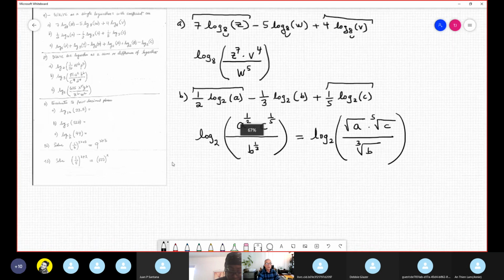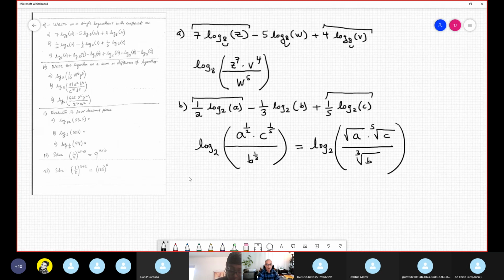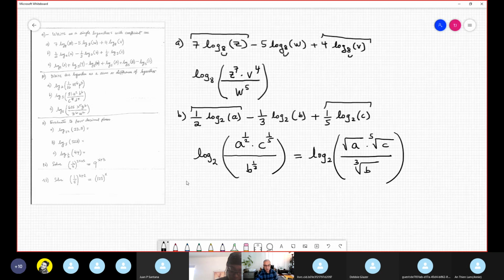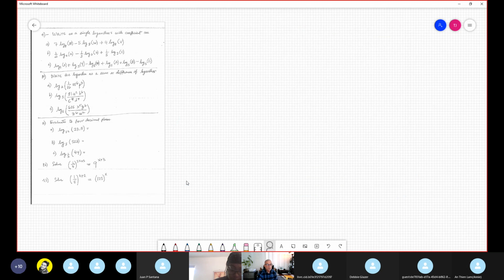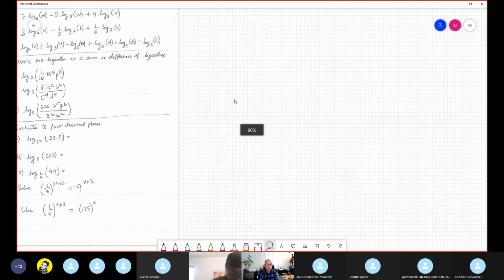Wow. Number C is long. We have 1, 2, 3, 4, 5, 6. Okay, let me erase. Is everyone clear? And the properties 5, 6, and 7? Okay. Yes or no? Okay, let me try number C.